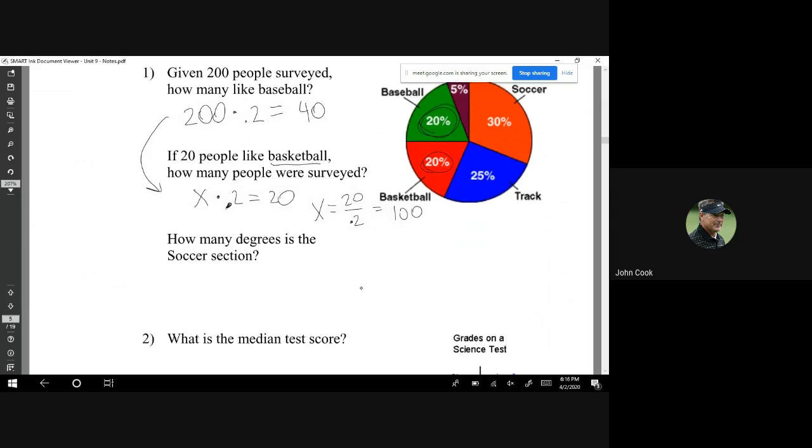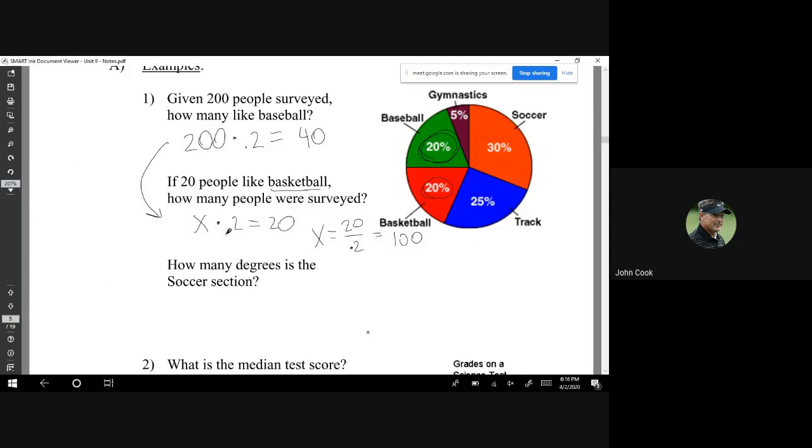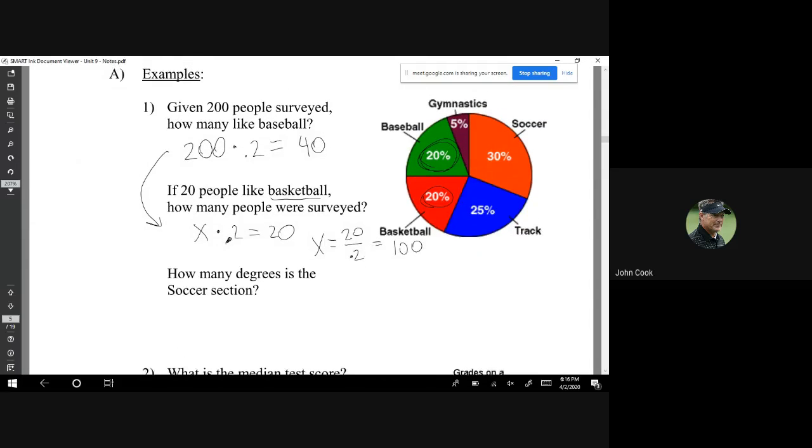Okay, so how many degrees is the soccer section? Oh, okay, I get it, degrees. Since this is a full circle, it's 360 degrees. So if the pie chart represents 100%, and it's 360 degrees, what percentage of 360 degrees is going to go for the soccer section? The soccer section is 30%. So all we need to do is multiply 360 times 0.3, 30%.